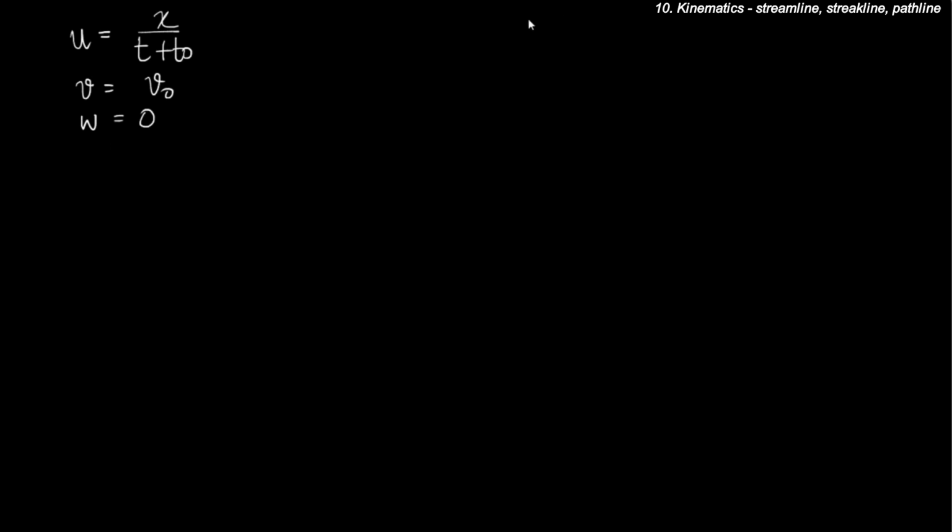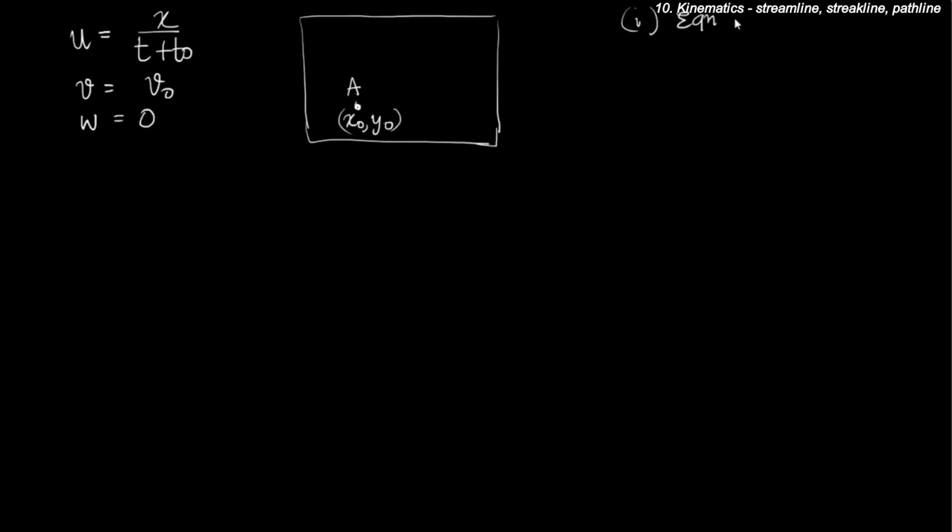A colored dye is injected. So let me just draw a schematic. It is a two-dimensional flow, and it is said that a colored dye is injected at a point A which has coordinates x naught and y naught. So the question is, find the equation of the colored line visible in the flow.